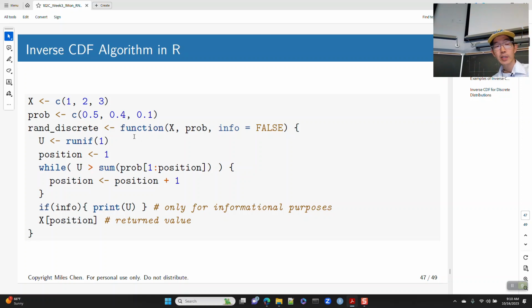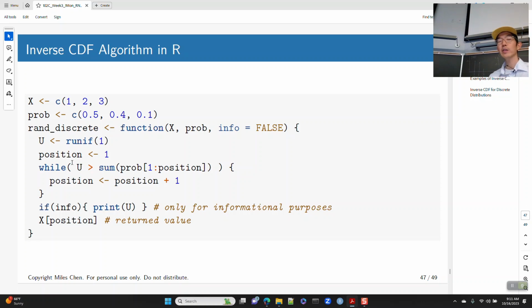I'm going to say let's generate one random uniform value, okay? And then we're going to start with position equal to 1, and then if u is greater than the sum of the probabilities up to that position, okay, then we will move to the next position, okay? And then when this is no longer true, then we will output x at this position.